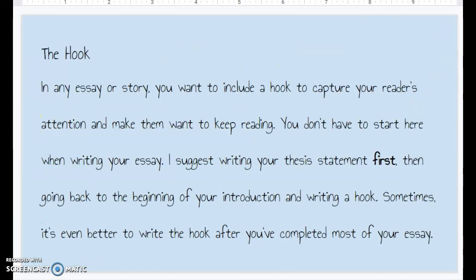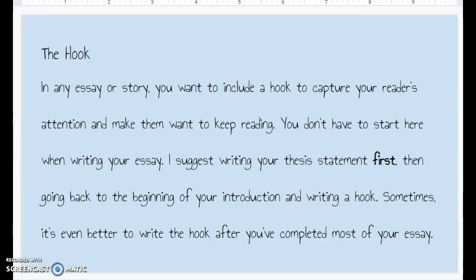Okay, so for the hook, in any essay or story, you want to include a hook to capture your reader's attention and to make them want to keep reading. You don't have to start here when writing your essay, though. I suggest writing your thesis statement first, then going back to the beginning of your introduction and writing the hook. Sometimes it's even better to write the hook after you've completed most of your essay.